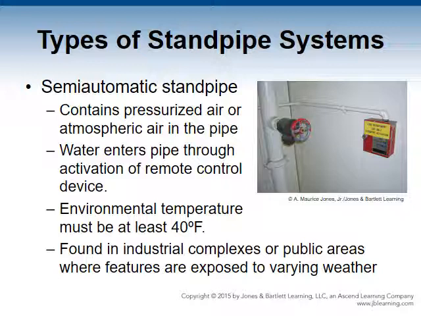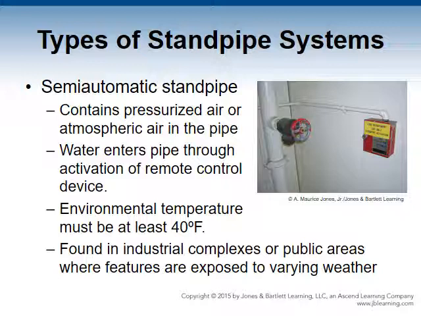Semi-automatic standpipes. This system contains pressurized air or atmospheric air in the pipe. The pressurized air is used for supervisory purposes and is not related to admitting water into the pipe. Water enters the pipe through activation of a remote control device. Typically, a manual release is located at each hose valve. The manual release activates another device, such as a deluge valve, which allows the water to flow into the pipe. The water supply must be able to deliver sufficient quantities of water to support the manual firefighting operations.